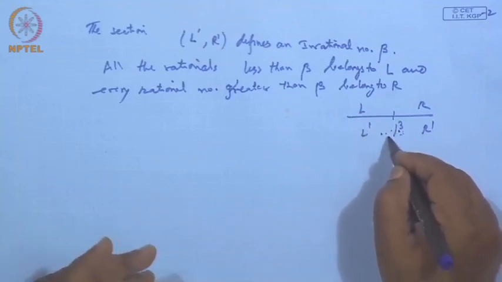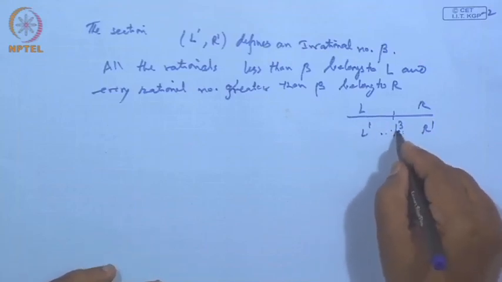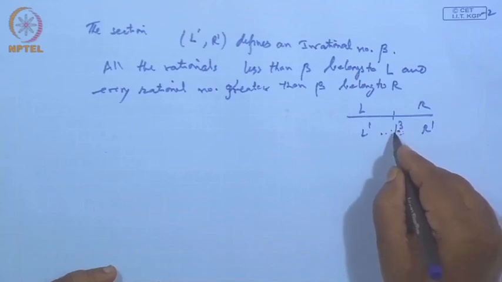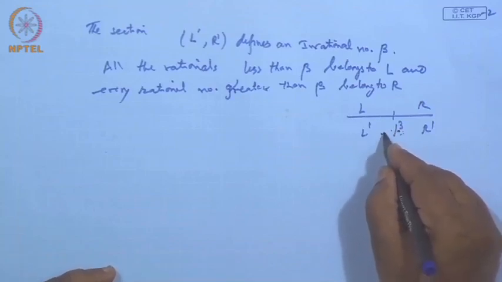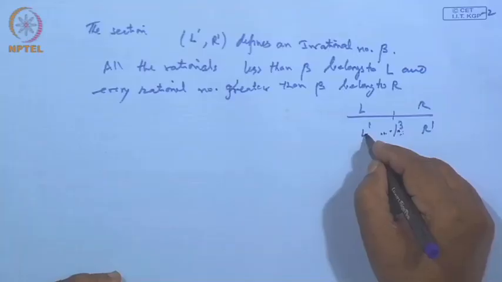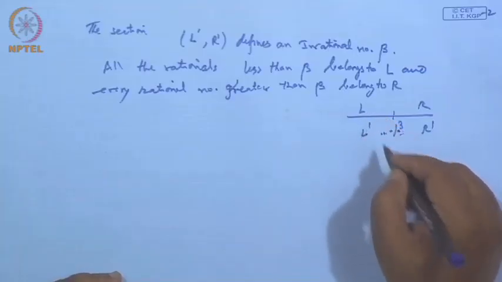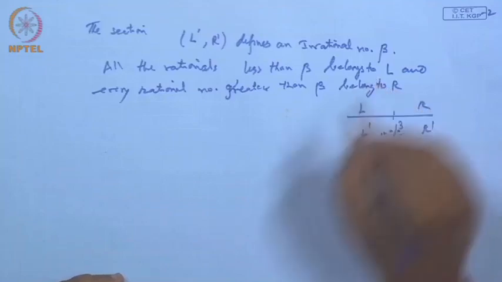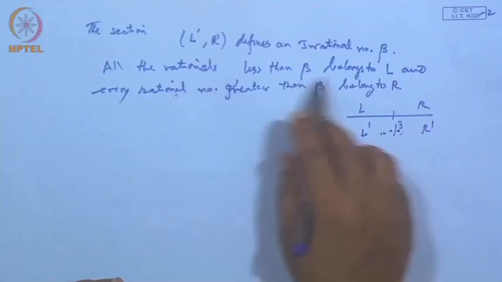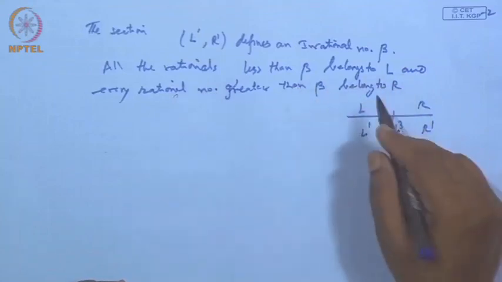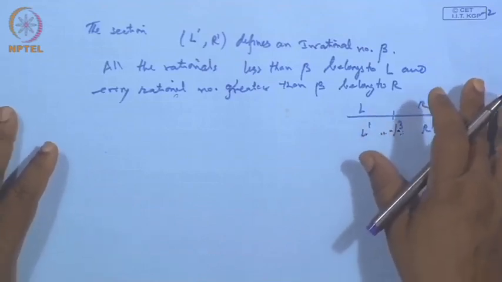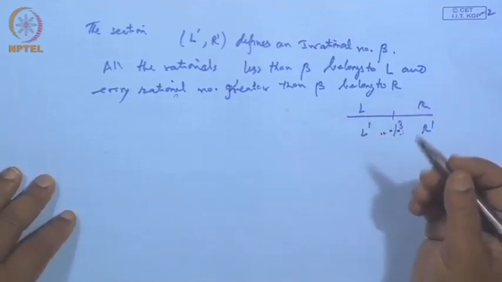Suppose I take an irrational point, say any point beta dash which is less than beta. In between beta and beta dash, there are infinitely many rational points. So, those points are in L dash, hence it is in L. So, beta dash has to be in L. Therefore, all rational numbers less than beta must be in L, and rational numbers greater than beta must be in R. Similarly, we can prove it for the irrational case.